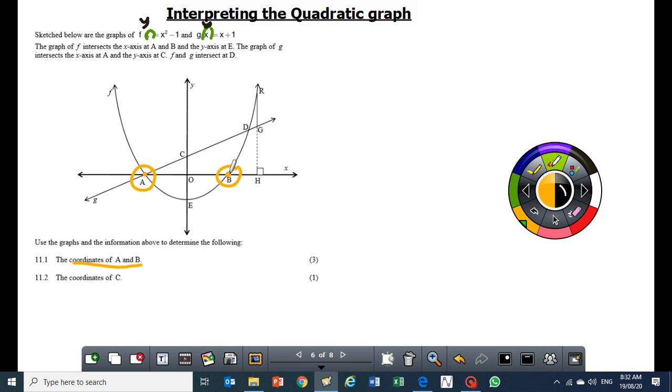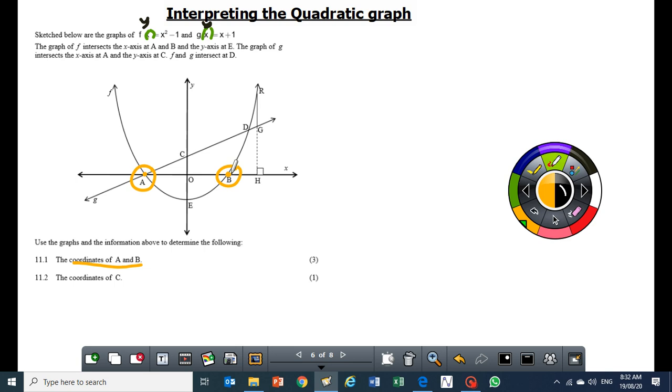Okay? A few minutes ago, I told you that along the x-axis, the value of y is always 0. So y is 0 here, y is 0 there. At any point along the x-axis, y is 0. At any point along the y-axis, x is 0. Okay? Those are very important concepts that you need to be aware of.